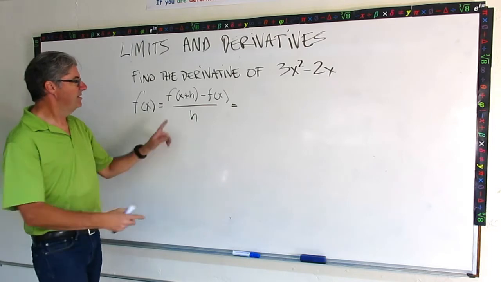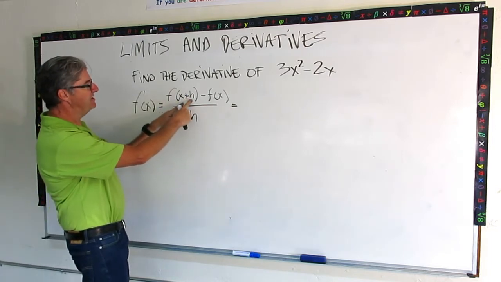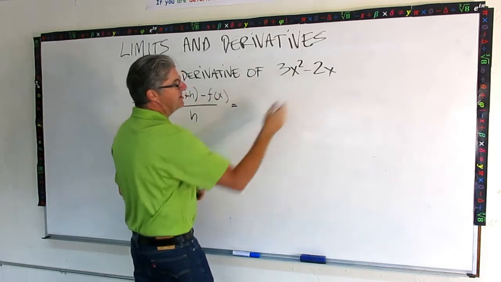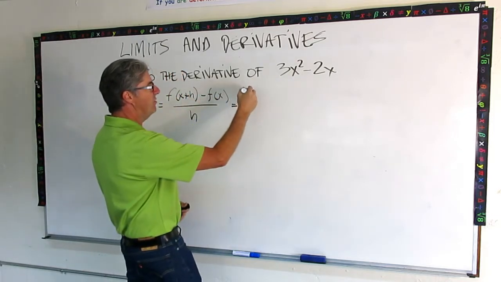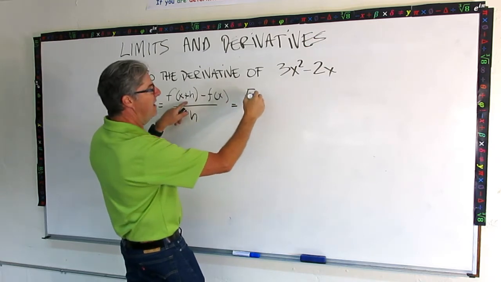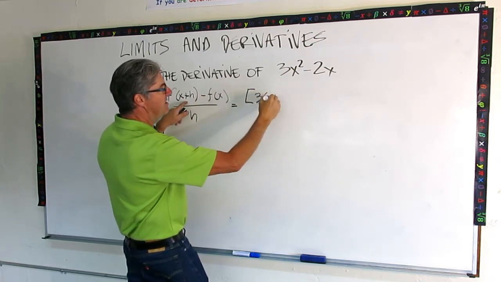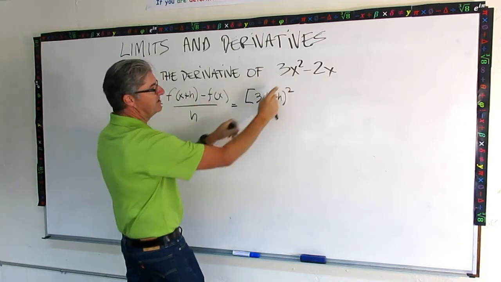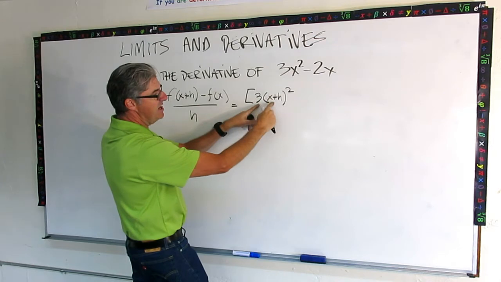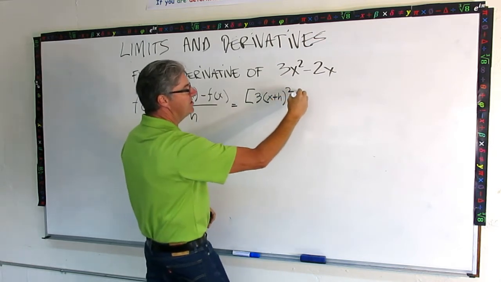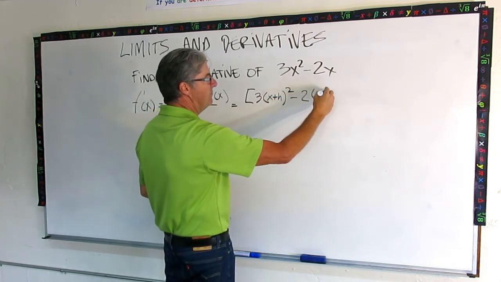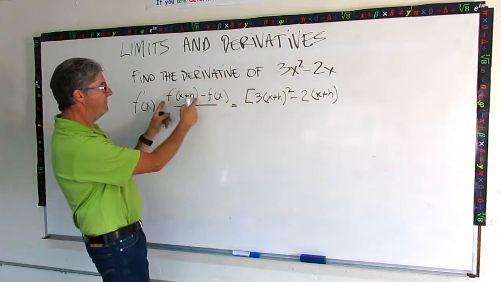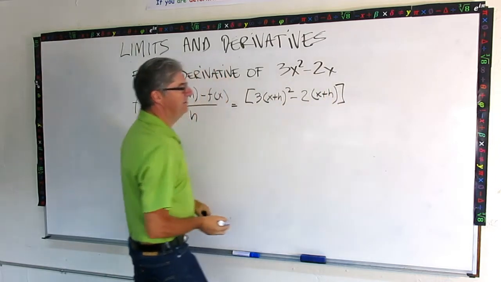So let's do that. So this is f of x plus h. So the first thing we're going to do is put x plus h in for x in both those terms. So I'm going to start with a square bracket and go 3 times x plus h squared. So I put x plus h in for x. So this is 3x squared, so this is 3 times x plus h squared. And then minus 2 times x plus h. So now I have my first term. I have this one. Let's put a square bracket.